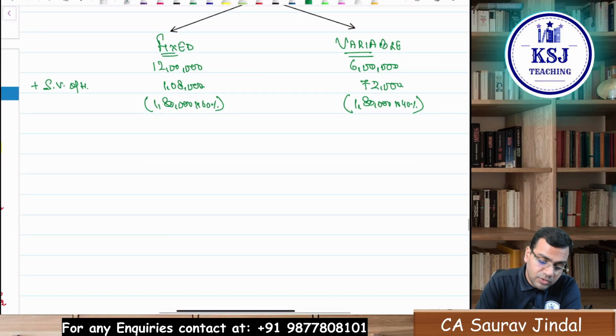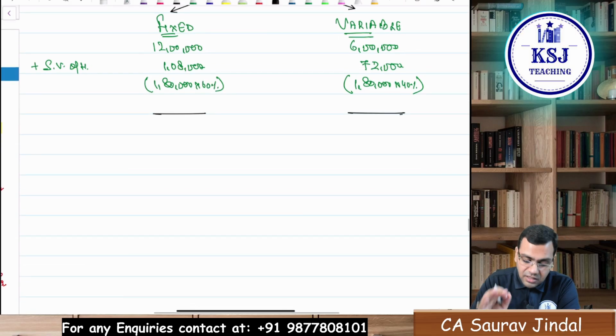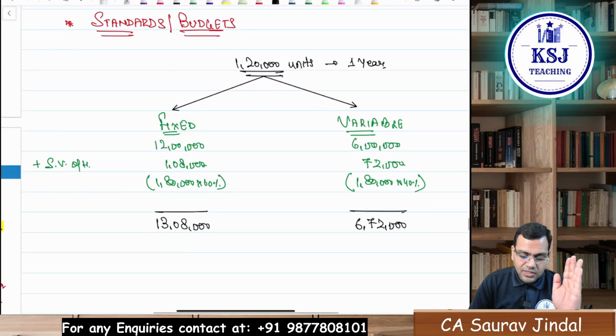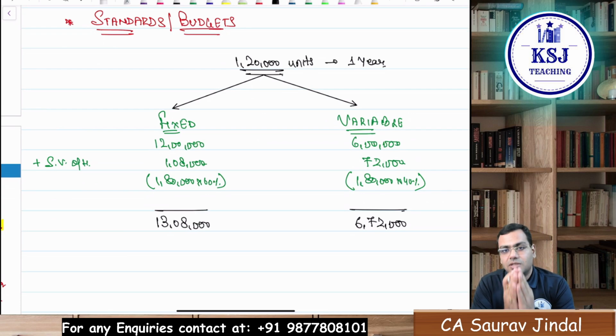We are talking about the standards only up till this part, right? So what will be your total standard cost? That is 13 lakh 8,000 and here 6 lakh 72,000. Is that clear with this? We are talking only about the standards as of now. We have not touched the actuals.